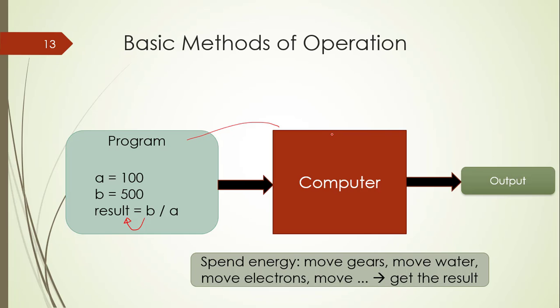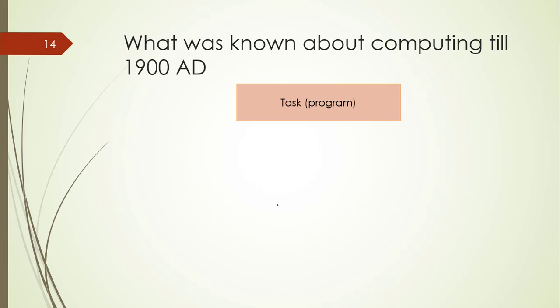So, what do they do? Well, they spend energy. When we move gears, we spend mechanical energy. When we move water, we spend mechanical energy. When we move electrons, we spend electrical energy, but we still get the result.